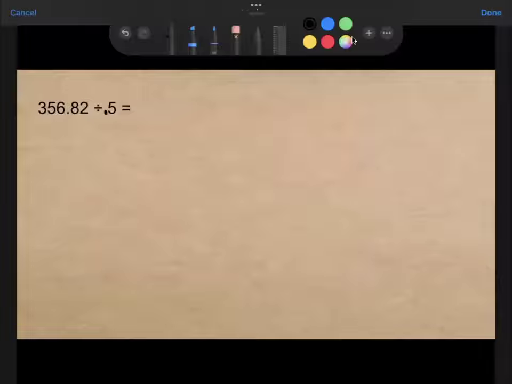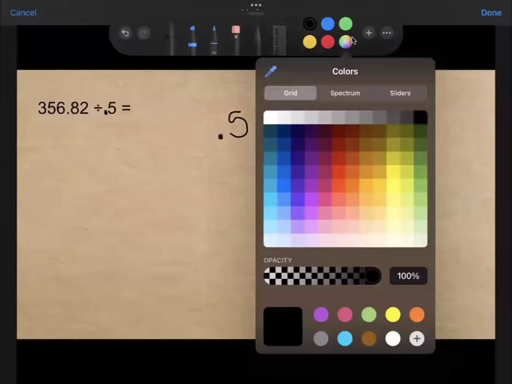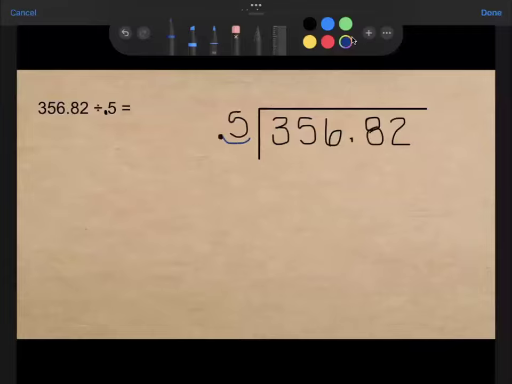Okay, so let's start by taking that 356.82 and putting it inside the division bracket. And then we're going to put 0.5 on the outside. So I don't want to actually divide by a decimal. It's not really a fun thing to do. So I'm going to go ahead and pick another color so I can show you how I move that decimal. Let's do this color. I'm going to move it over here so that it is out of the way.